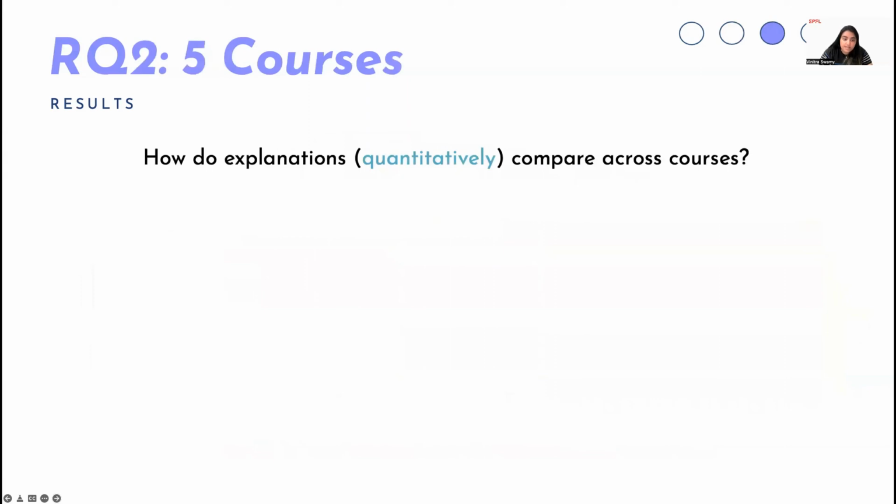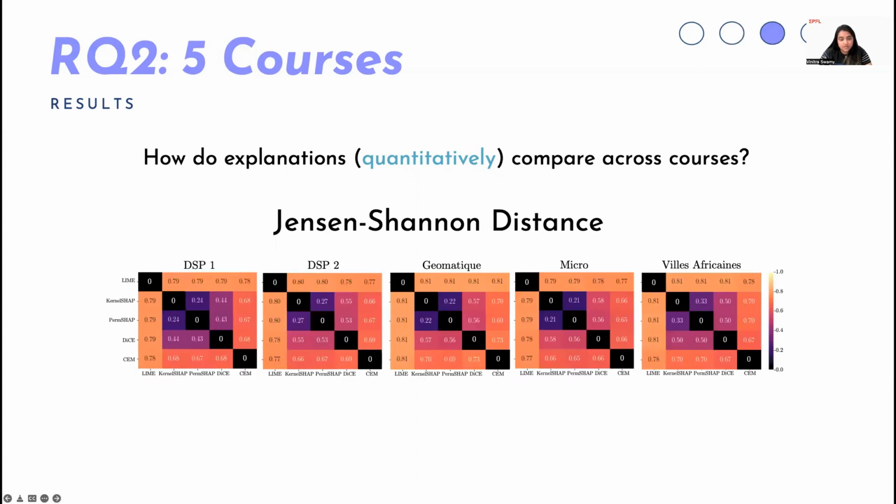So moving forward, how do explanations quantitatively compare across courses? For this, we use one metric called Jensen-Shannon distance, which is used to measure the distance between probability distributions. And what we see for each of these courses, on the x-axis is each method, and on the y-axis is also each method. So we're trying to find the distance pairwise between methods using Jensen-Shannon.